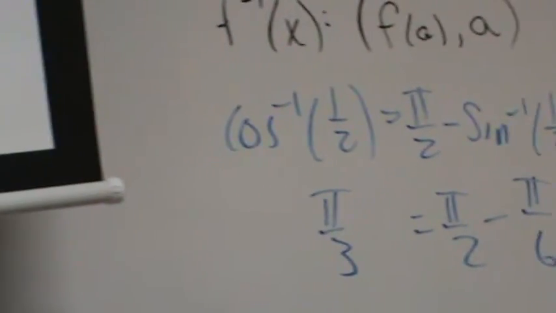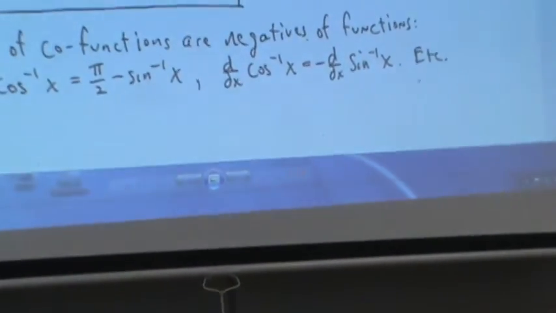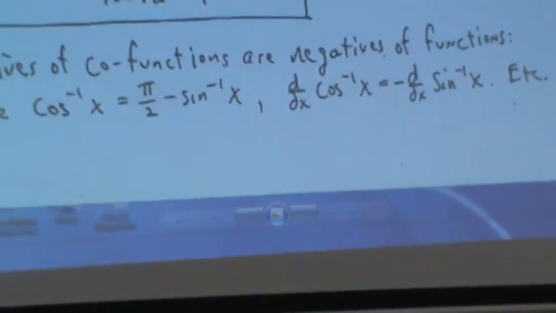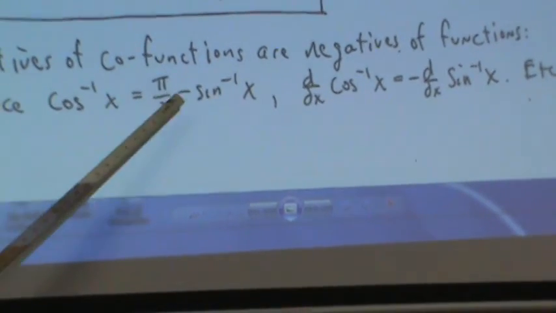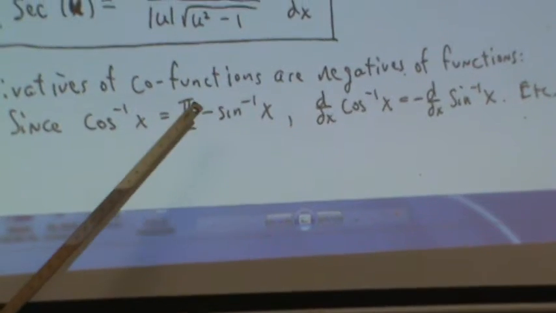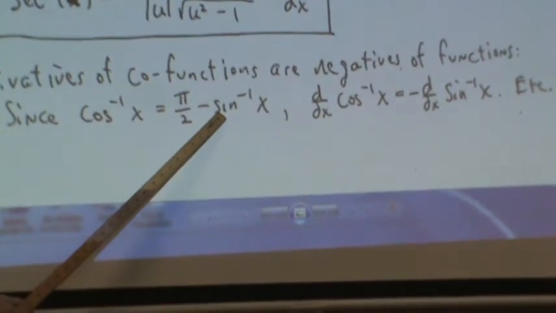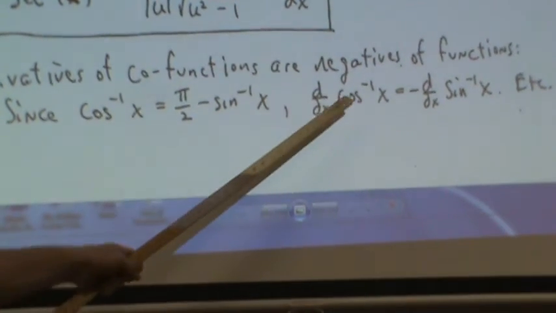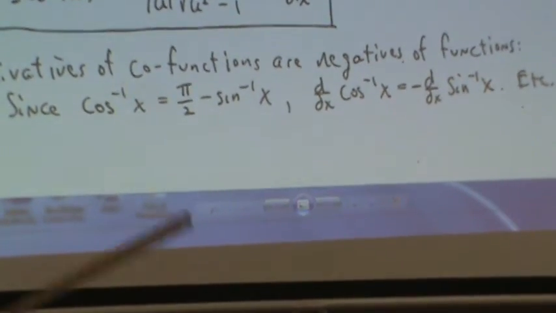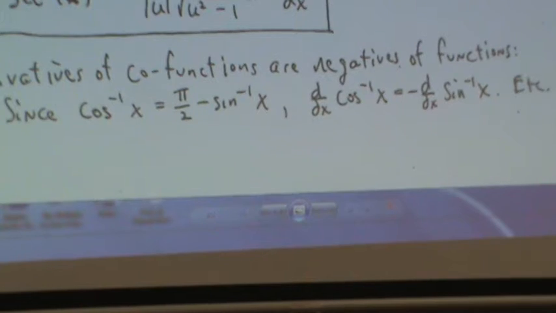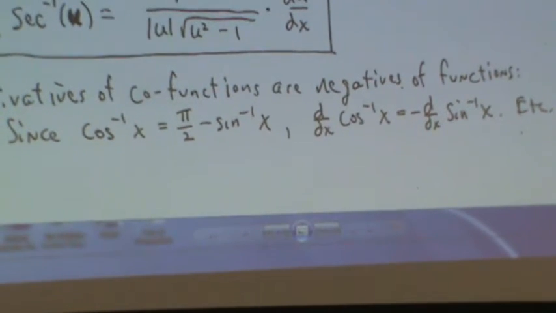Well, that sort of thing happens with secant and cosecant, tangent and cotangent. And so if you take the derivative of both sides of an equation, do you see that the derivative of one guy is going to be the negative of the derivative of the other guy? Because they have that relationship here, that negative there. So it turns out the derivative of the cofunctions are all negatives of the derivative of the functions.